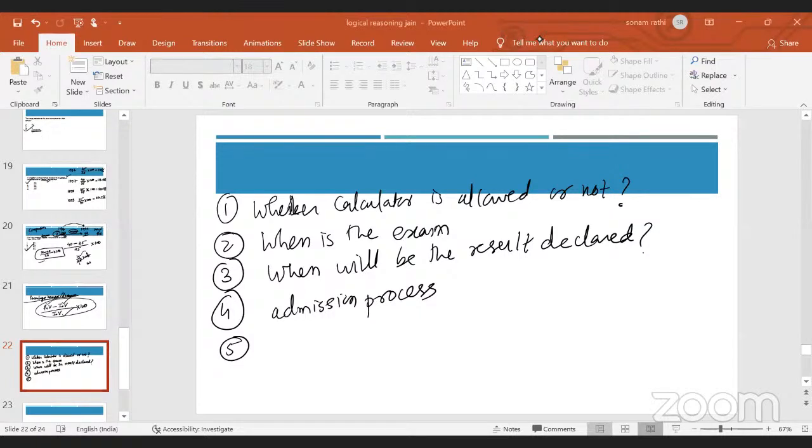Okay. So when you start the preparation, after some time you will gain the confidence that at least I will do 50% of the paper, or at least I will do 60% of the paper. At that time you should start writing the mock test. Why should you write the mock test? To gauge how much you know, how much you have learned. So for your own practice you should write the mock test.